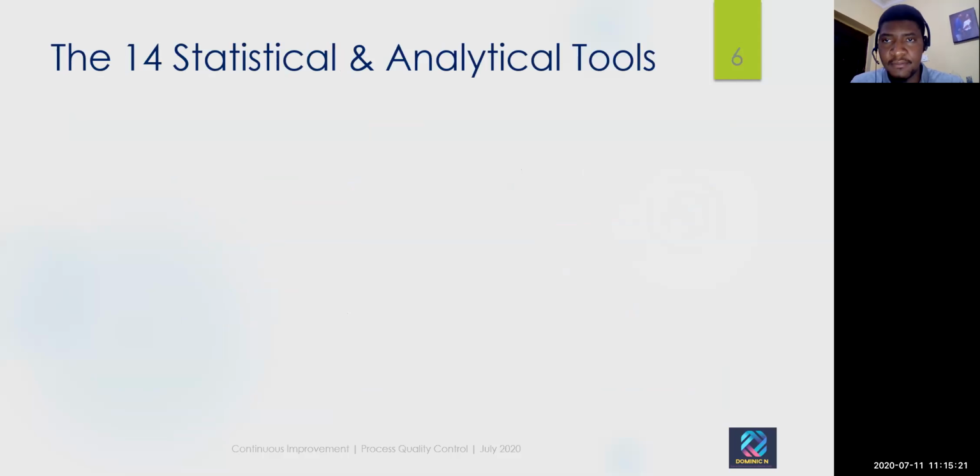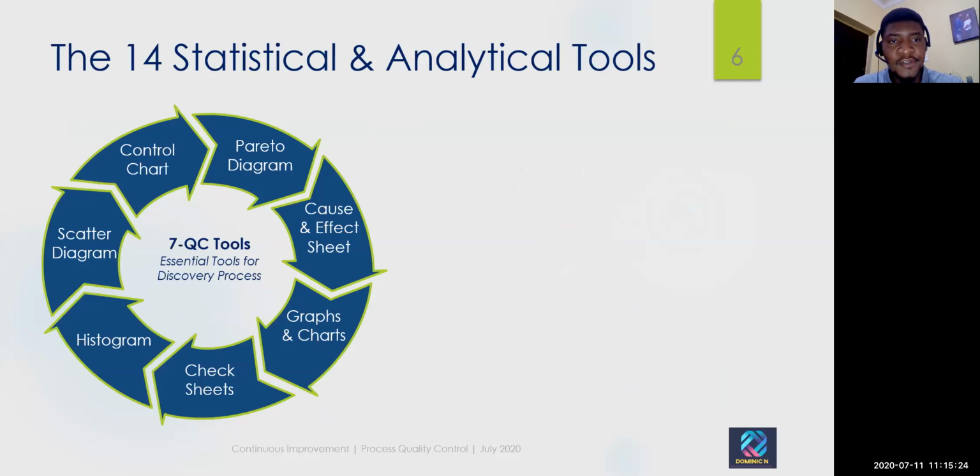So the 14 of them. But the 7, which we very much know, are the control chart, Pareto, the cause and effect diagram, or approach rather, graphs, charts, check sheets, histograms, scatter diagrams, the control chart itself. We'll be looking at all of this as we go along, each of them in detail, and how you could use them to control your process.